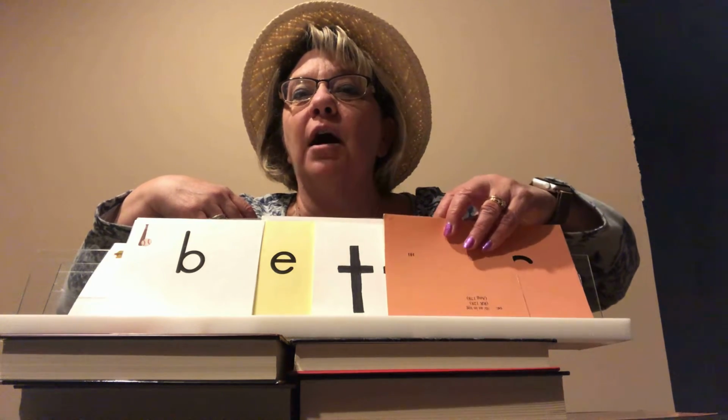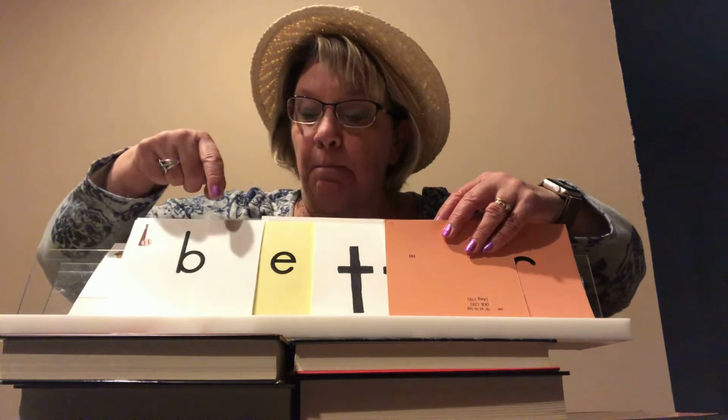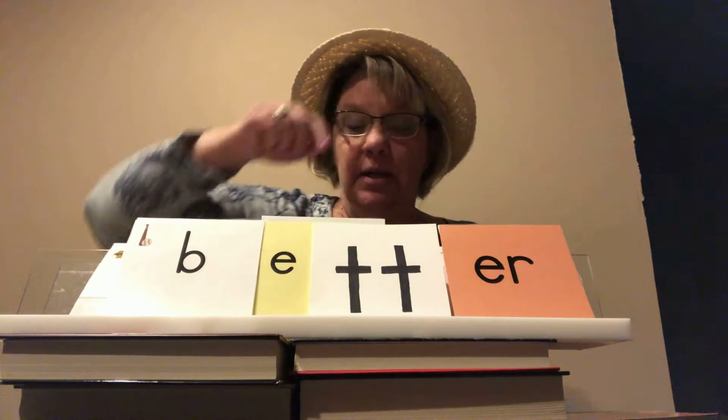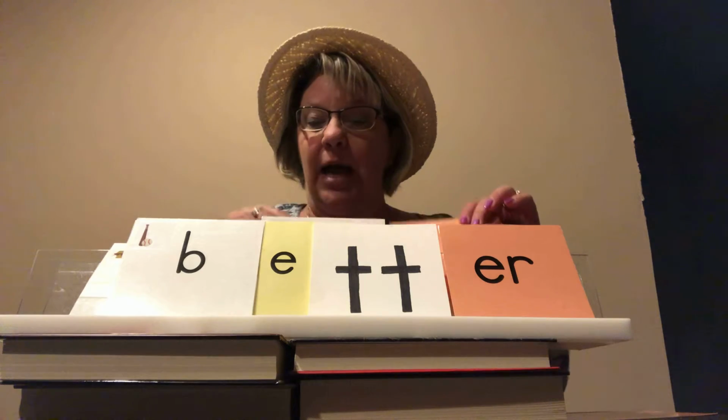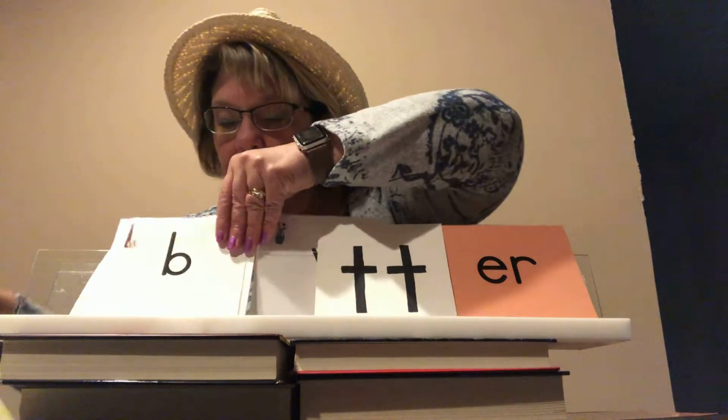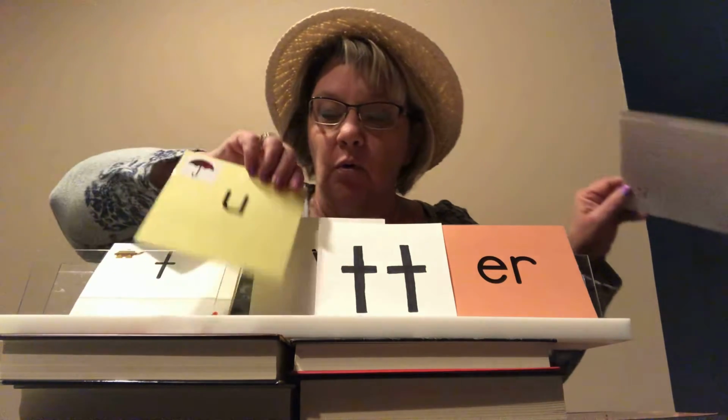So I'm going to cover up my second part and figure out my first part. My first part is b, et, bet. Okay, now my second part is t, ter. First part, b, et, ter. So my word is better. Better. Good job. Okay, now I'm going to change my E to a U.